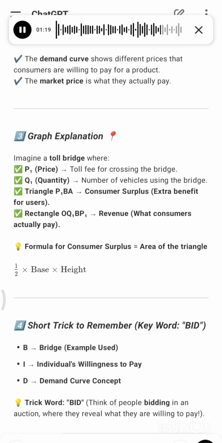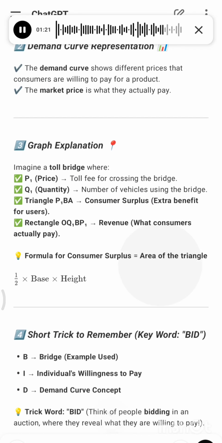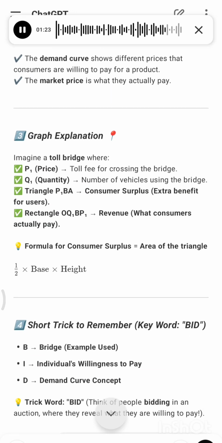4. Short trick to remember. Keyword: bridge, example used. I, individual's willingness to pay. D, demand curve concept. Trick word: BID. Think of people bidding in an auction where they reveal what they are willing to pay.